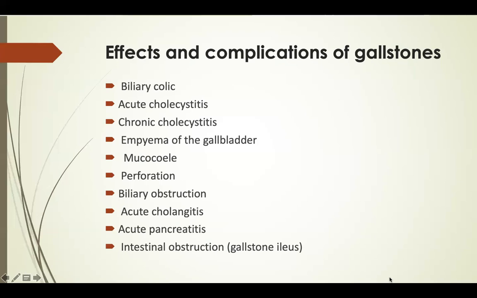And if no action is taken by the surgeon, what happens? Mucocele converts to empyema of the gallbladder, and empyema of the gallbladder may rupture, may perforate into the surrounding structures, and may give rise to peritonitis.